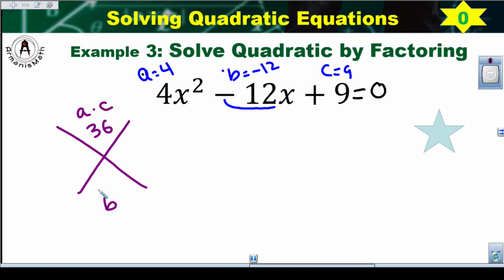36. And the b is negative 12, so I'm going to put negative 12 here. Now remember, you've got to find two numbers that multiply to give you 36, and the same numbers give you negative 6 when you add them. So what are the two numbers?